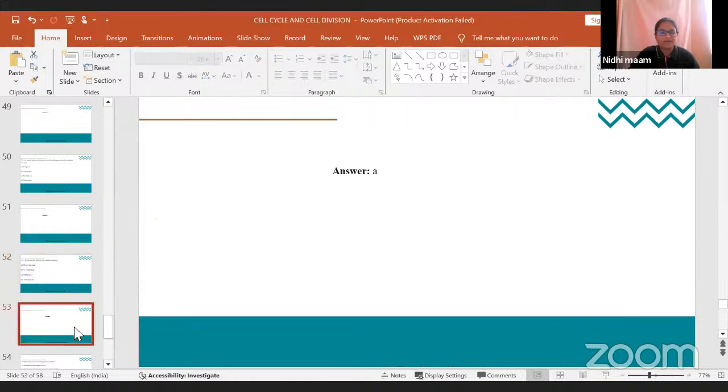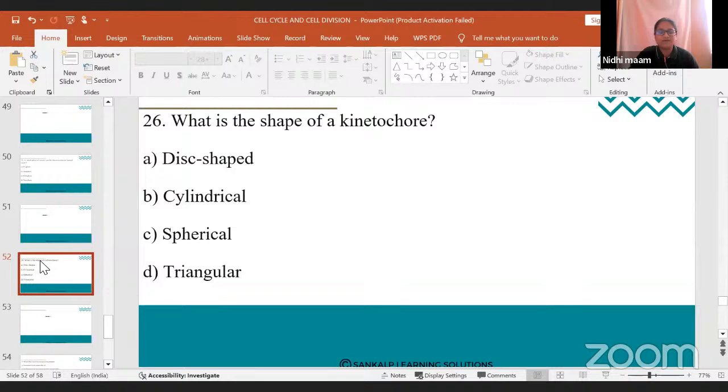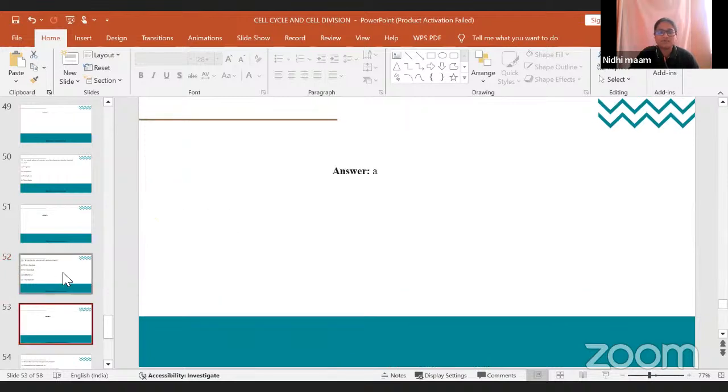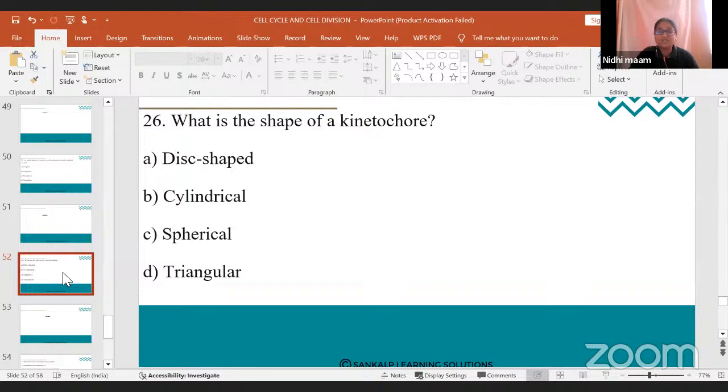Anyway, it's okay. I welcome the doubts. So the right answer for this question is option A, disc shaped. Kinetochores are disc shaped.